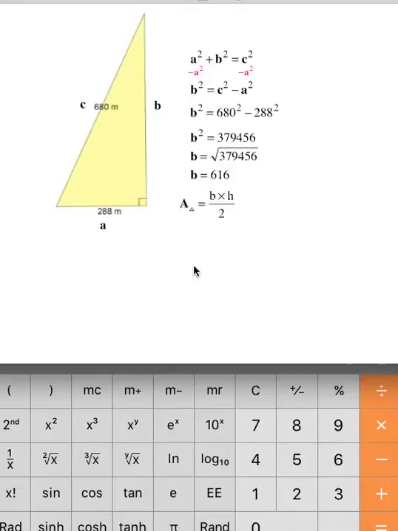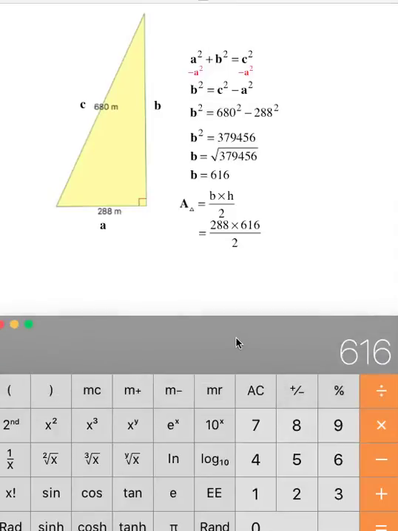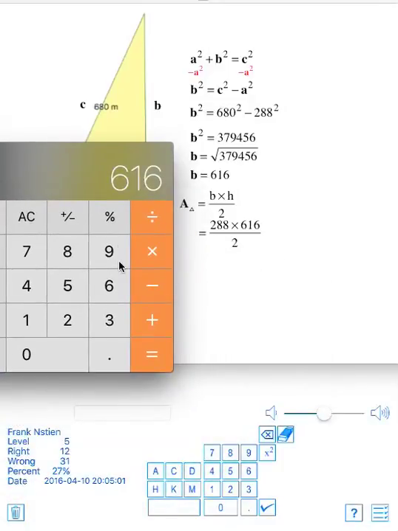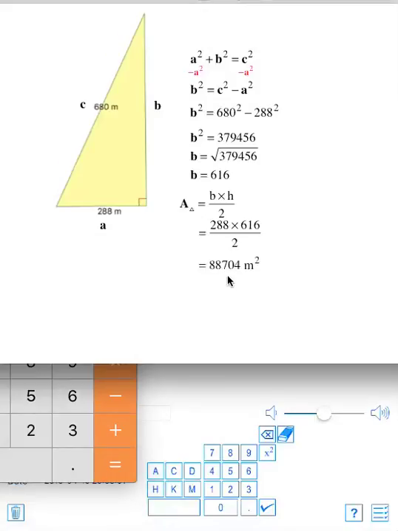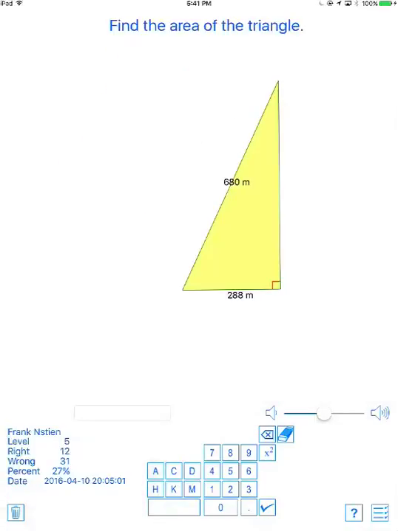All right. Now we want to find the area, which is going to be the base times the height divided by 2, right? So the area of a triangle is base times height divided by 2, and the base is 288, and the height is our 616 here. So I'm just going to replace what I know. So 288 times 616 divided by 2. Once again, handy-dandy calculator time. So 288 times 616 divided by 2 is 88,704 meters squared.